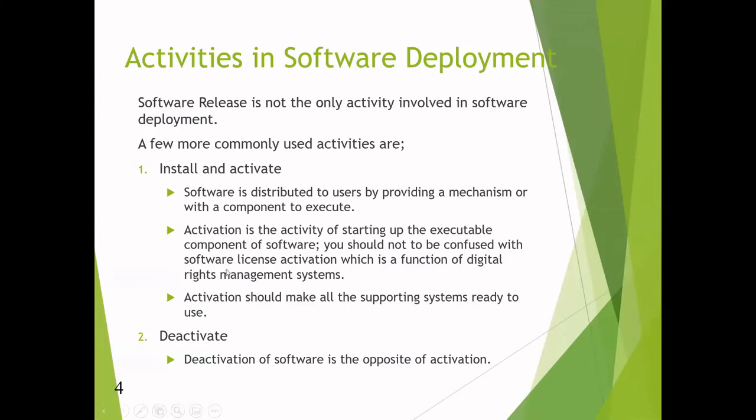And activation, so you are distributing first, and then to activate, you may need the license activating system or password. After activation only can the customer use the system. Under deployment, like install and activate, deactivation must also be there. If you don't want it, like you install and uninstall, deactivate should be there. It is the opposite of activation.